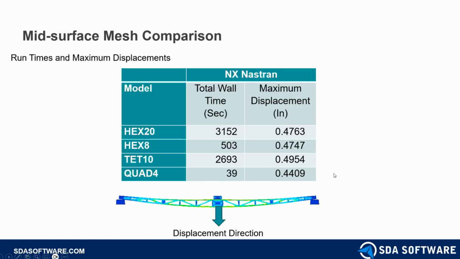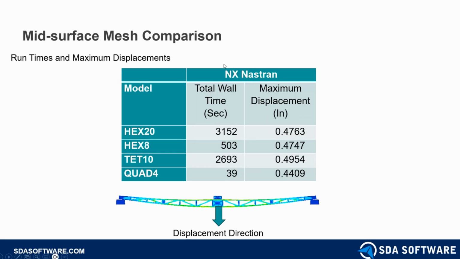And where does this really come into play on its advantage? Now we can see here our maximum displacements. We're within about 50 thou of the hexate model. And the reason for that is because we're not including the through thickness properties. But the big thing is the runtime. We have over a 10x reduction in runtime from a quad 4 to a hexate: 39 seconds as opposed to 503 seconds. And this is really powerful.